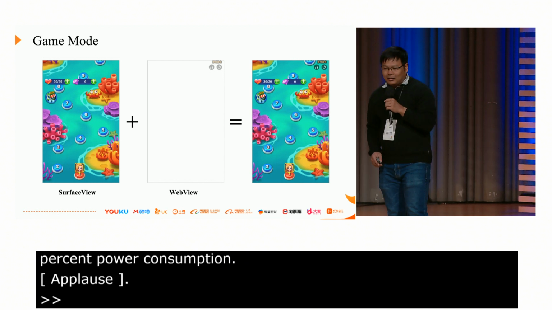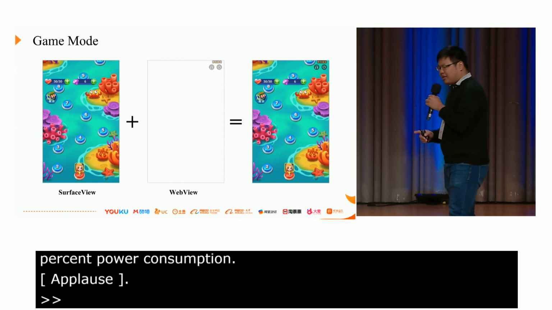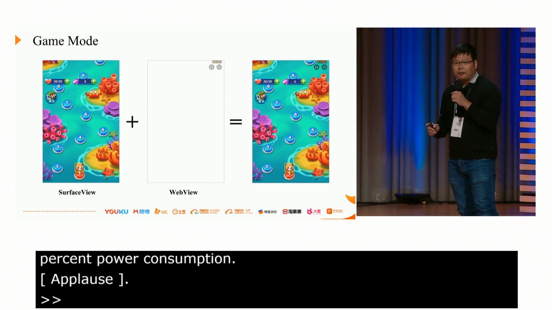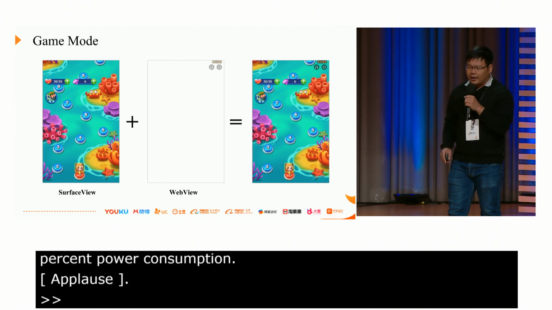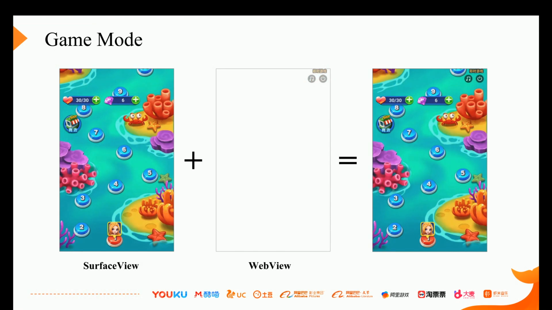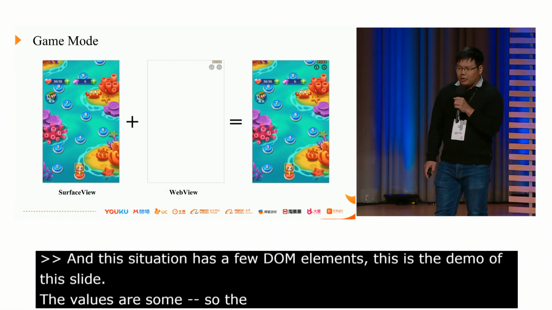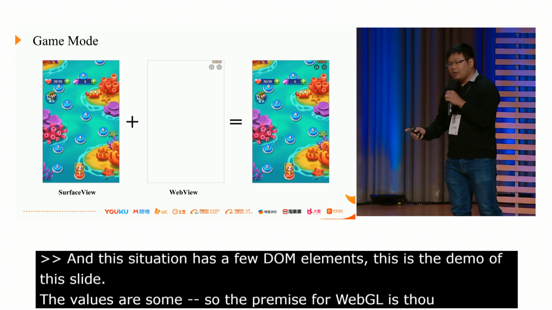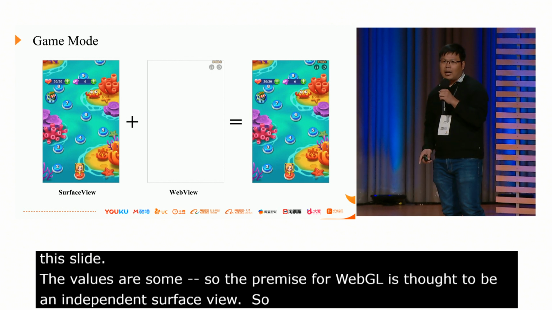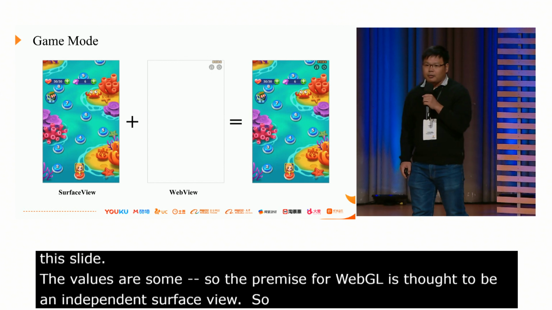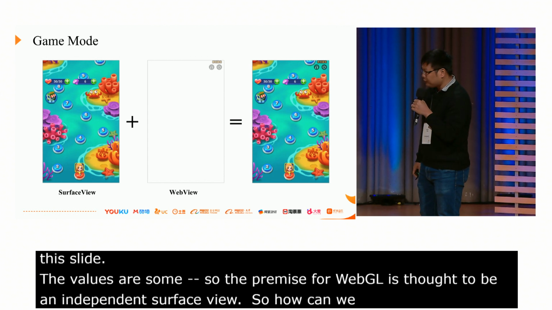We know that in some situations there may be a few DOM elements in H5 games, like in the demo of the slide. There are some small buttons in the top right corner. We know the canvas for WebGL is drawn to an independent surface view. So how do the other DOM elements work? How can we make these elements visible and responsive to the user as normal?